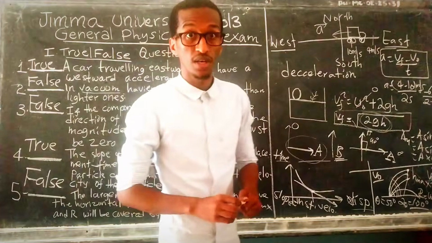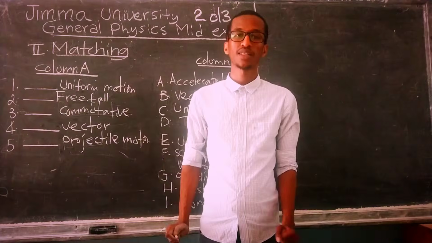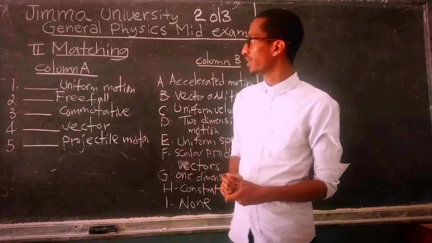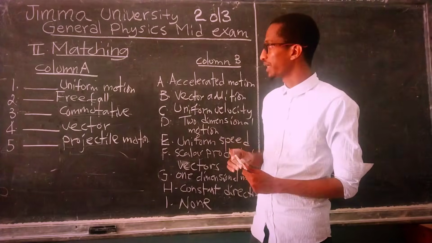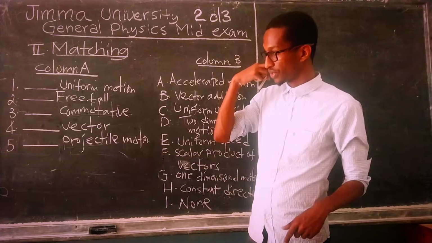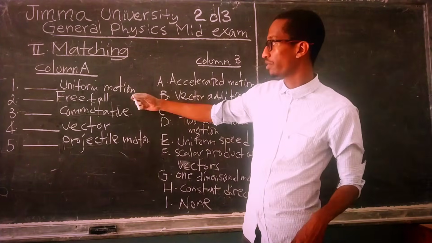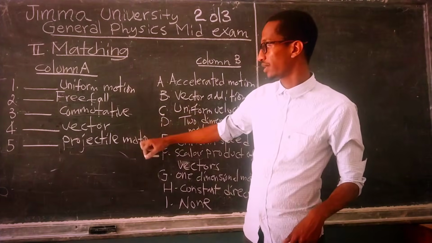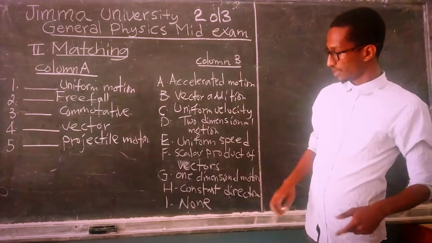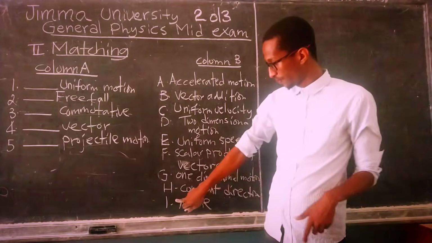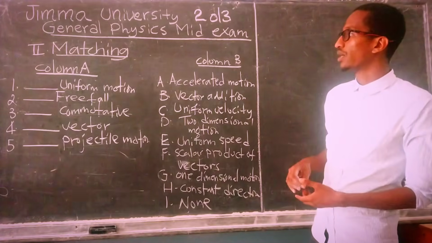So this is false. So we will go to the second item. The second item is matching, and we have column A and we have column B, and we have 5 questions here. So under column A we have uniform motion, free fall, commutative, vector, and projectile motion. In column B we have options up to I. So we need to match these two columns.